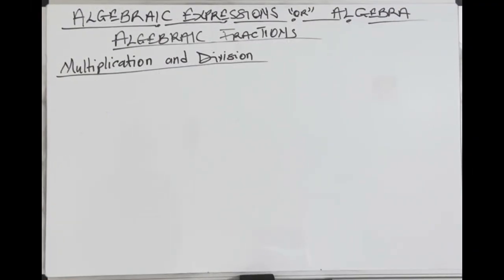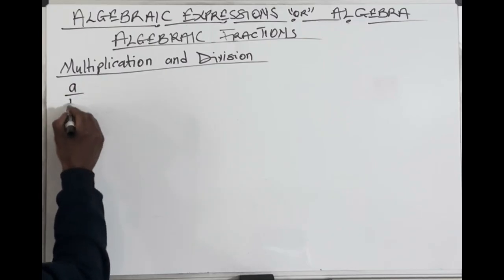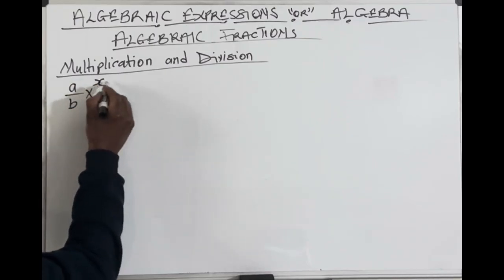So we move to algebraic fractions. Working with algebraic fractions involves the same method as working with ordinary fractions. So if you've watched my fraction video, this will be very easy for you because it's the same thing. So, multiplication and division. To multiply algebraic fractions, just multiply the numerators and denominators separately. For example, we have something like a over b times x over y.